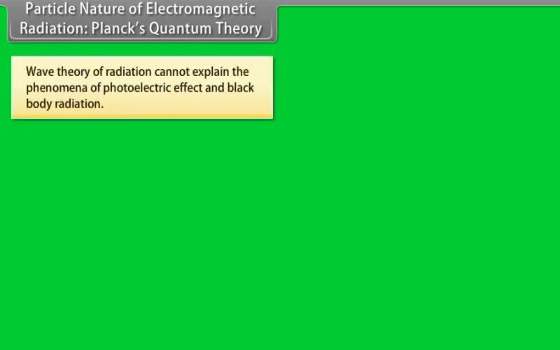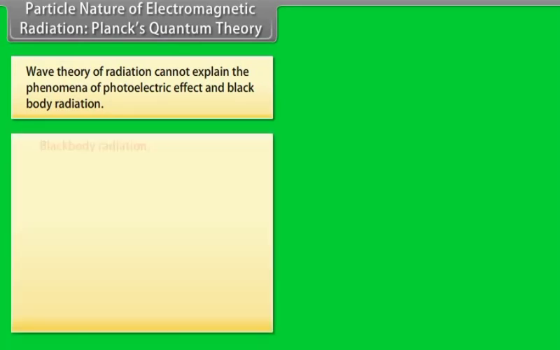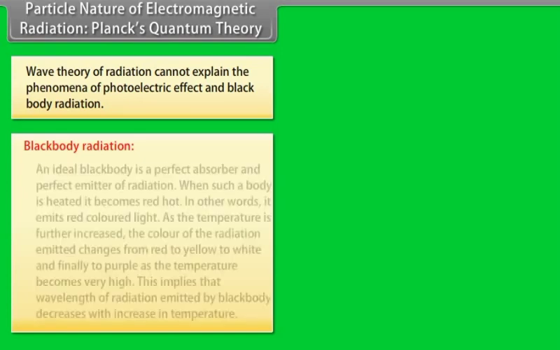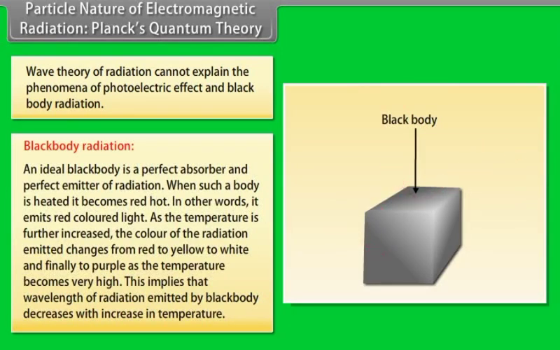Particle nature of electromagnetic radiation. Planck's quantum theory. Wave theory of radiation cannot explain the phenomena of photoelectric effect and black body radiation. Black body radiation: an ideal black body is a perfect absorber and perfect emitter of radiation. When such a body is heated, it becomes red hot. In other words, it emits red-colored light.